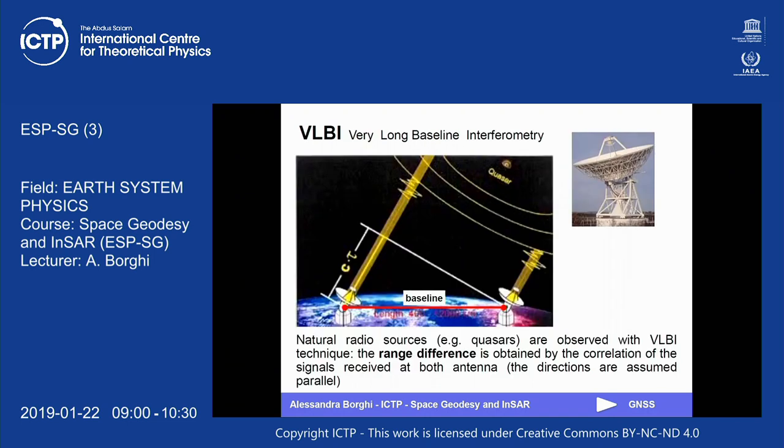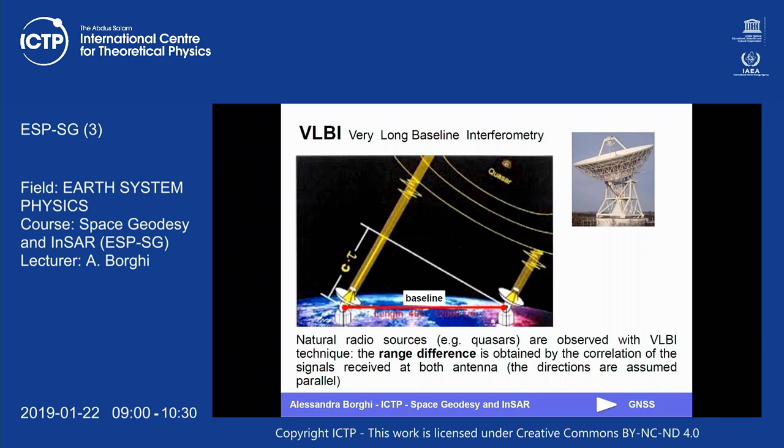Another technique is VLBI, very long baseline interferometry. They use natural radio sources from quasars. We have some antennas all around the world. In Italy, we have three antennas, but the coverage over the world is not so dense. In Europe, we have quite a lot of antennas, in North and South America too, but it's not so diffused because these are very huge antennas, with a very important diameter. So it's a very expensive technique.